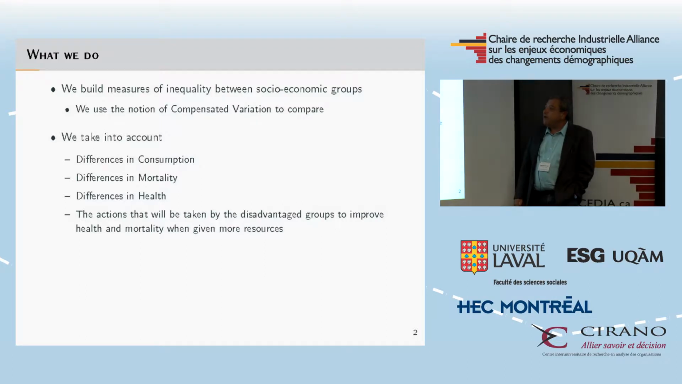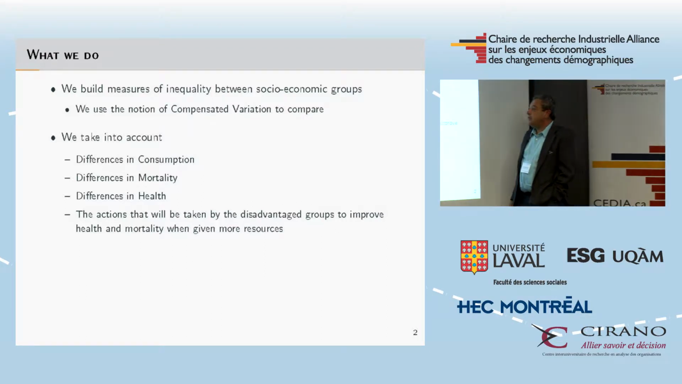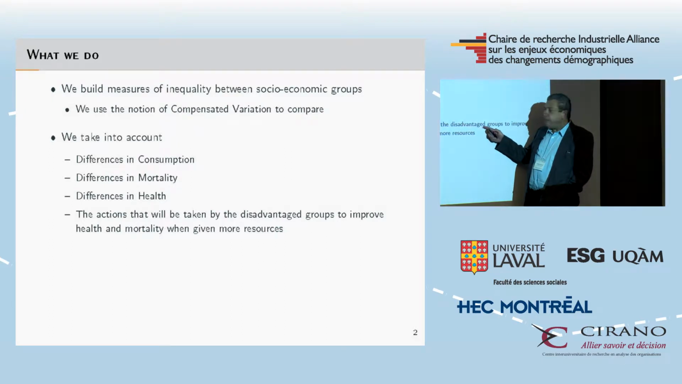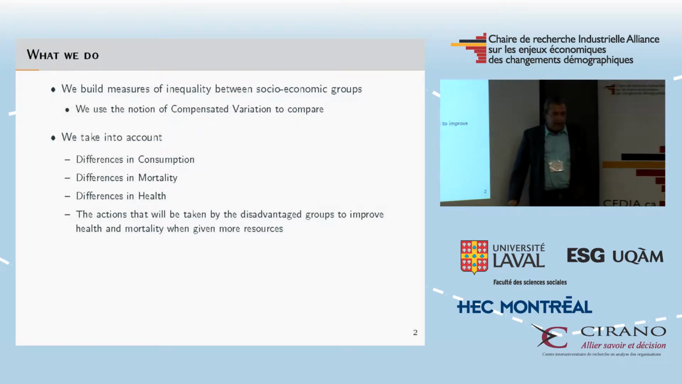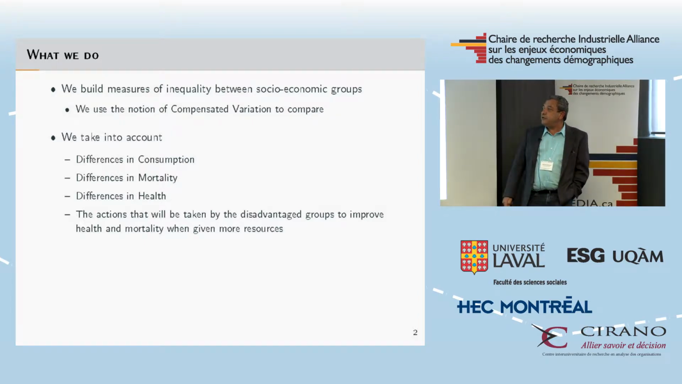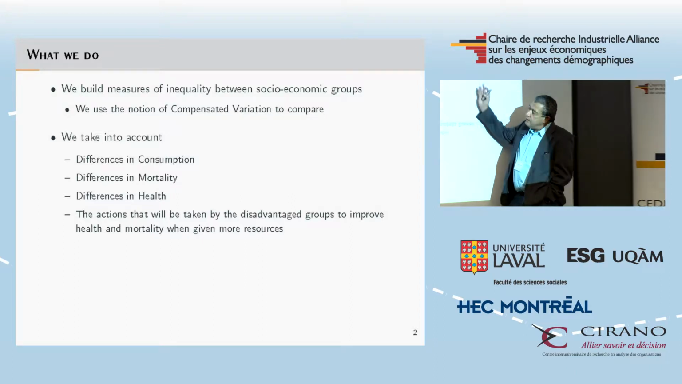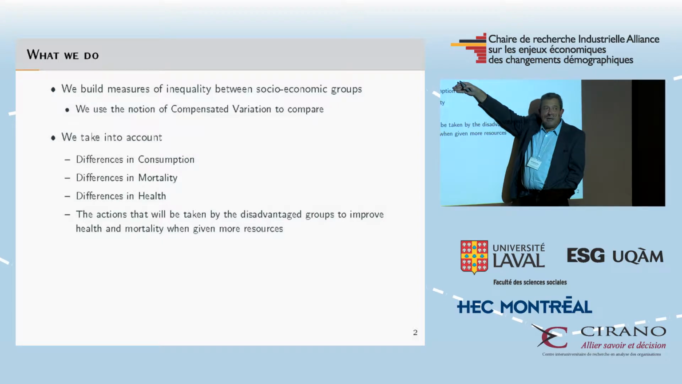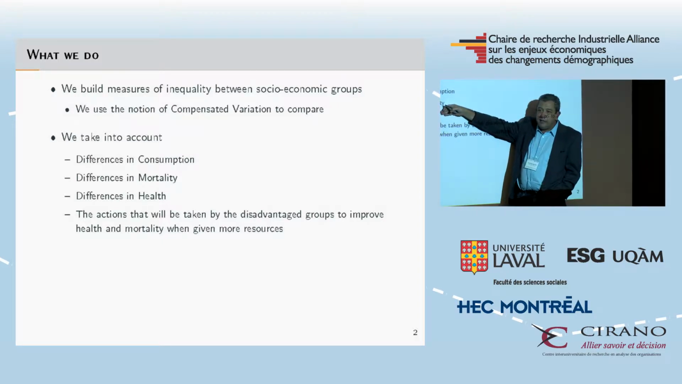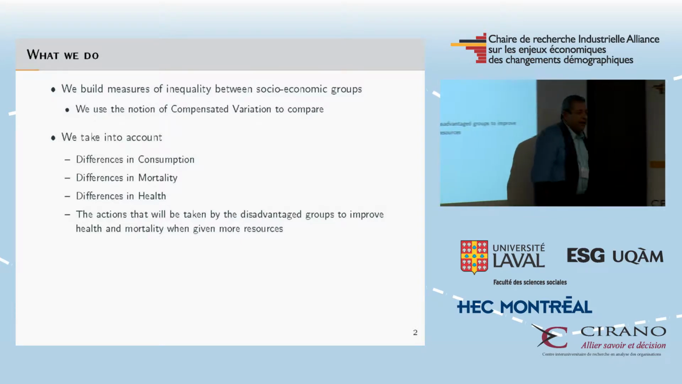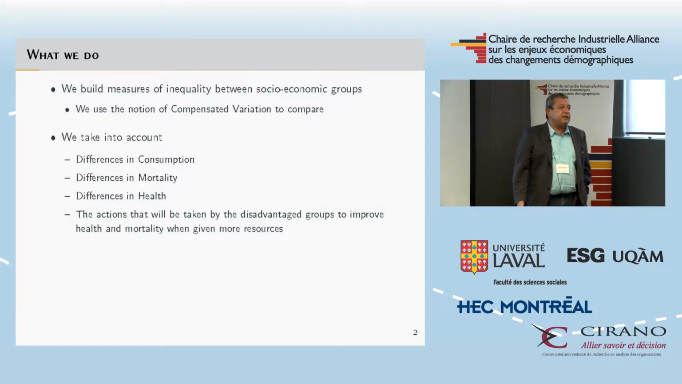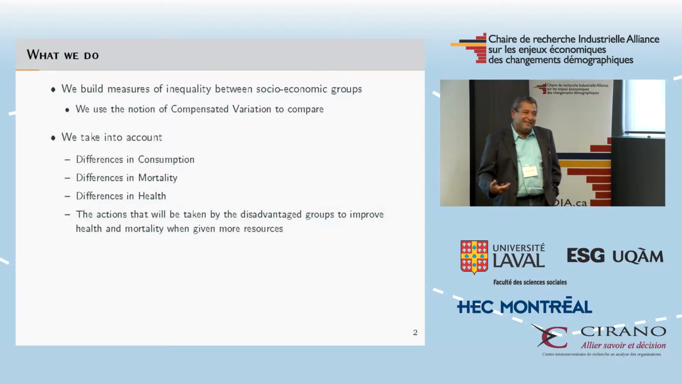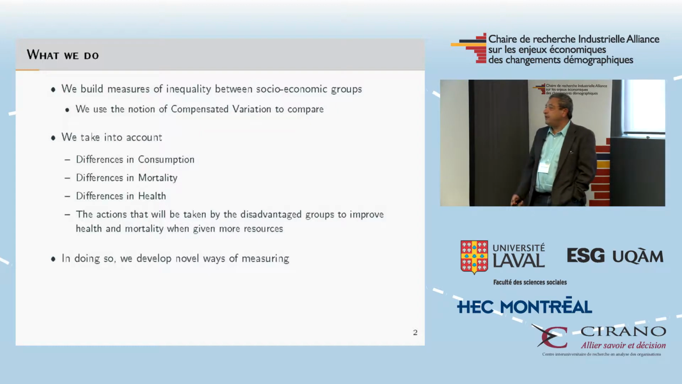We're going to get a first attack at seeing what actions can be taken by different groups of people, in particular by the disadvantaged groups, in improving their health and mortality outcomes when given more resources. If we give more consumption to some groups, can some of that translate into lower mortality and better health outcomes? Is there a way to get at that technology? By the way, that's one of the big mysteries in social science, I think: does money translate into longer lives or better lives? How much can you buy? So that's what we're trying to get after.